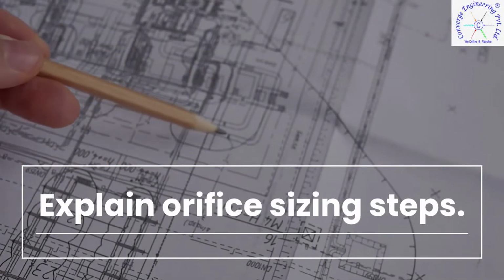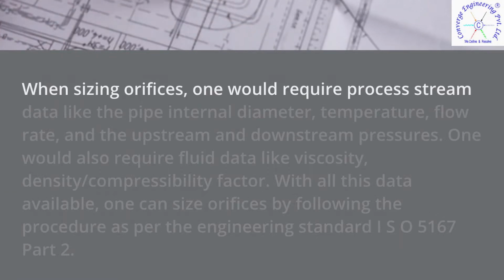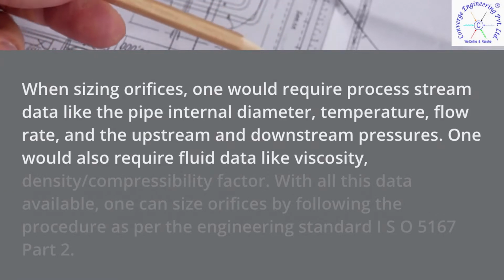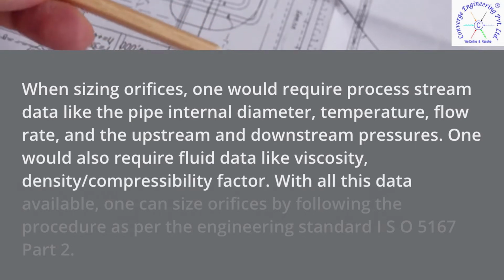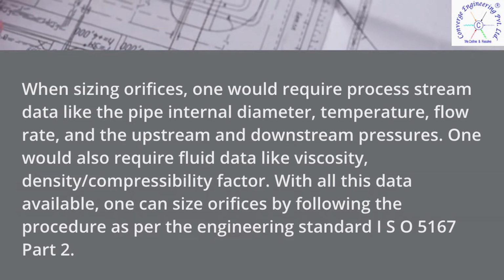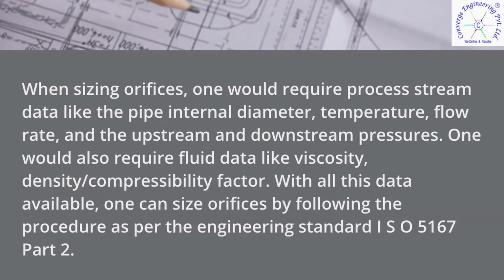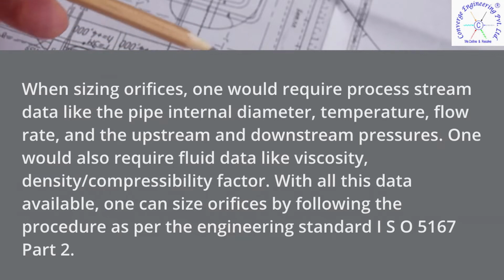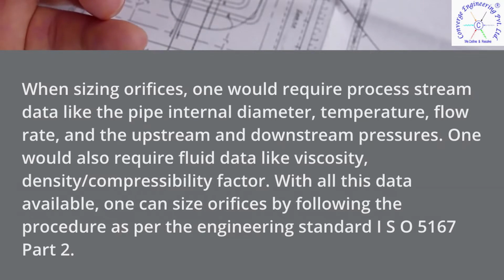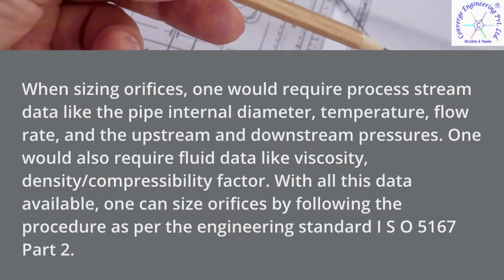Explain orifice sizing steps. When sizing orifices, one would require process stream data like the pipe internal diameter, temperature, flow rate, and the upstream and downstream pressures. One would also require fluid data like viscosity, density, compressibility factor. With all this data available, one can size orifices by following the procedure as per the engineering standard ISO 5167 Part 2.